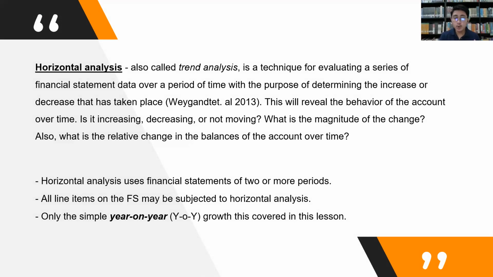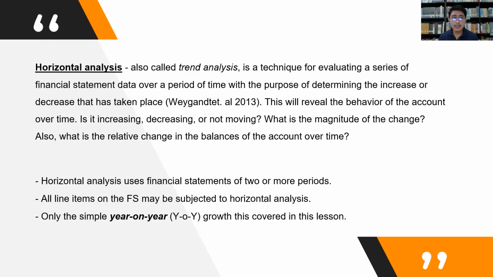So we can determine kung maganda ba yung takbo ng isang negosyo by comparing the two consecutive years of the business. For example, ngayon, year 2021, tapos kinompare natin siya in year 2020. So paano or ano yung mangyayari? How can we differentiate each year? We can use the horizontal analysis. We can determine kung nag-increase or nag-decrease ba yung isang financial statement. This will reveal the behavior of the account over time, if it is increased, decreased, or not moving.